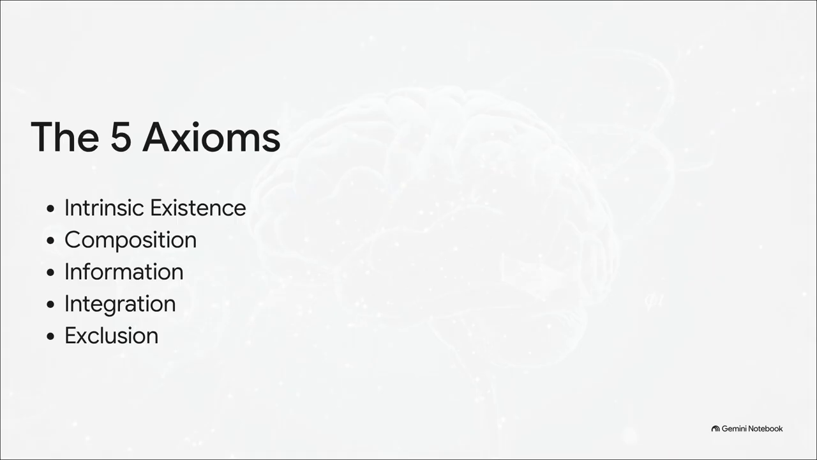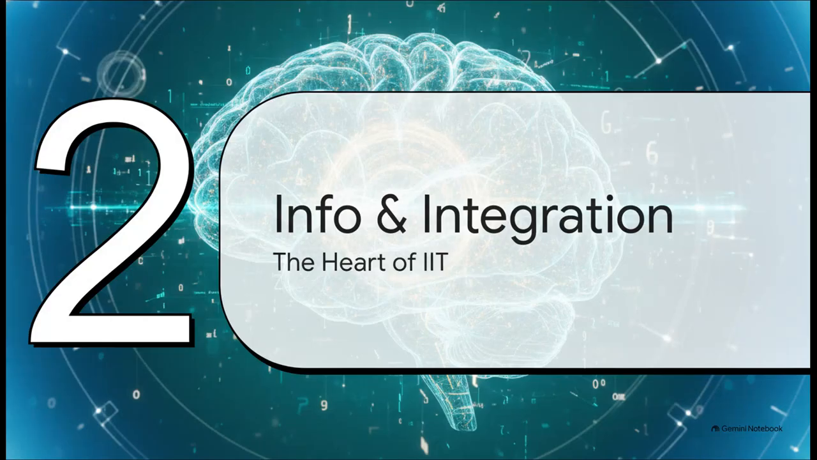You have intrinsic existence, meaning your experience exists for you, from your own perspective. Then composition, your experience is made of multiple structured components, like seeing a green field and a soccer ball at the same time. Third is information. Every specific experience is highly differentiated from any other possible experience. Fourth is integration. Your experience is unified. You literally can't split your visual field down the middle. And finally, exclusion. Your experience flows at a specific speed and contains definite content. No more, no less.